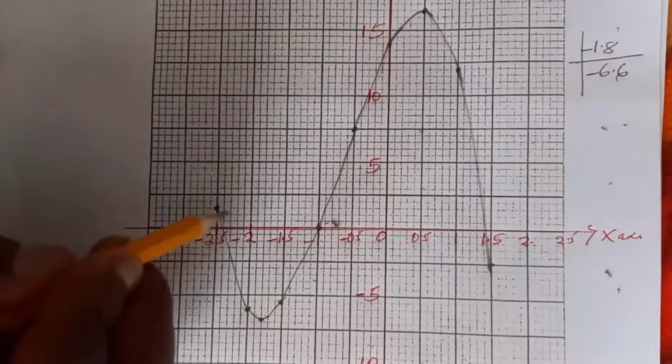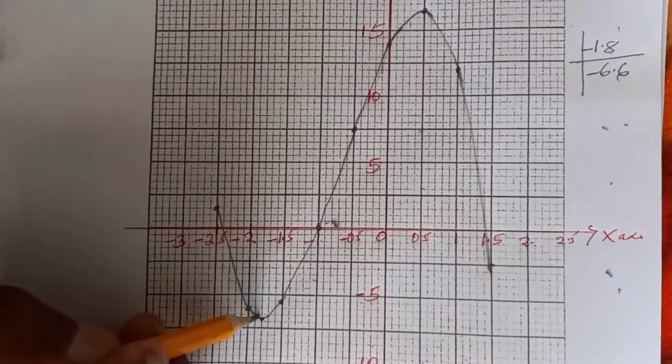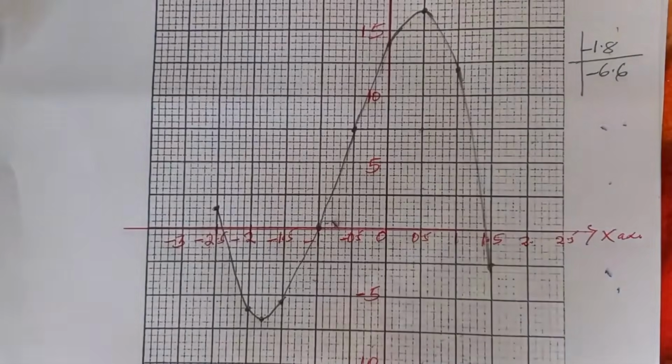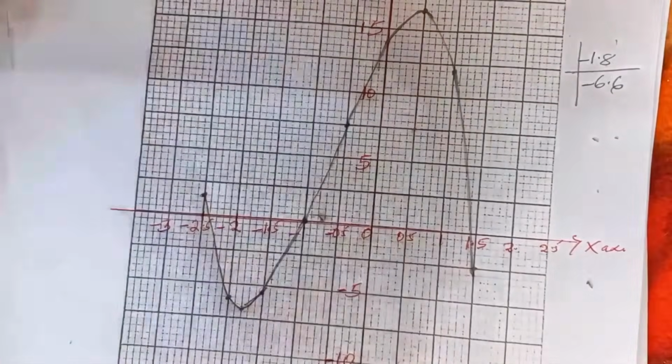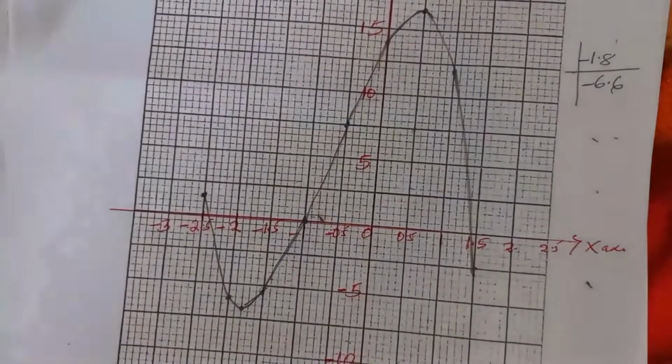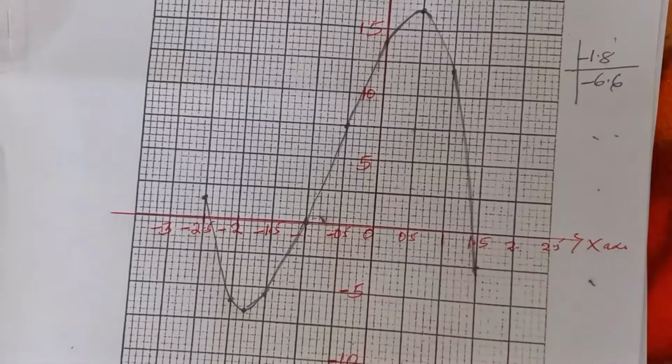So that is the curve. Ensure that all these points are joined using a smooth curve like that. And that is the curve. So you've drawn the curve. Show that it's smooth, and that the curve is passing through all the plotted points. So we've done that. We used the right scale, and there you have the curve. Let's go now to the next part.